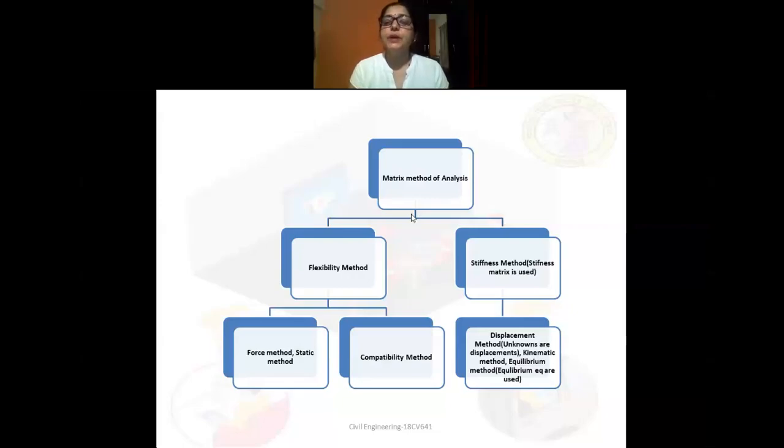The stiffness method is also called the displacement method, because here the unknowns are displacements. It is also called the kinematic method because we are going to find out kinematic indeterminacy here. The degrees of freedom we are going to find out in this method, hence it is also called the kinematic method. And here equilibrium equations are used, hence it is also called the equilibrium method.